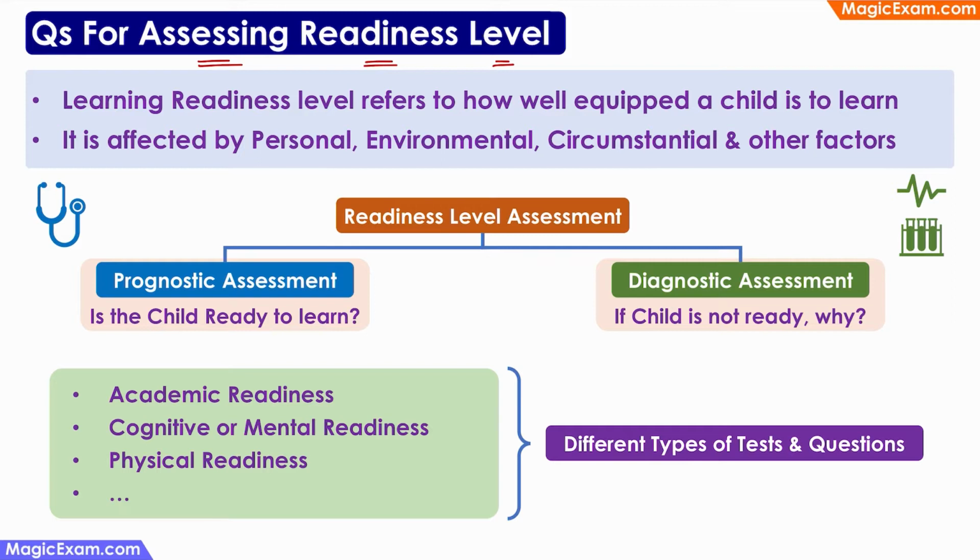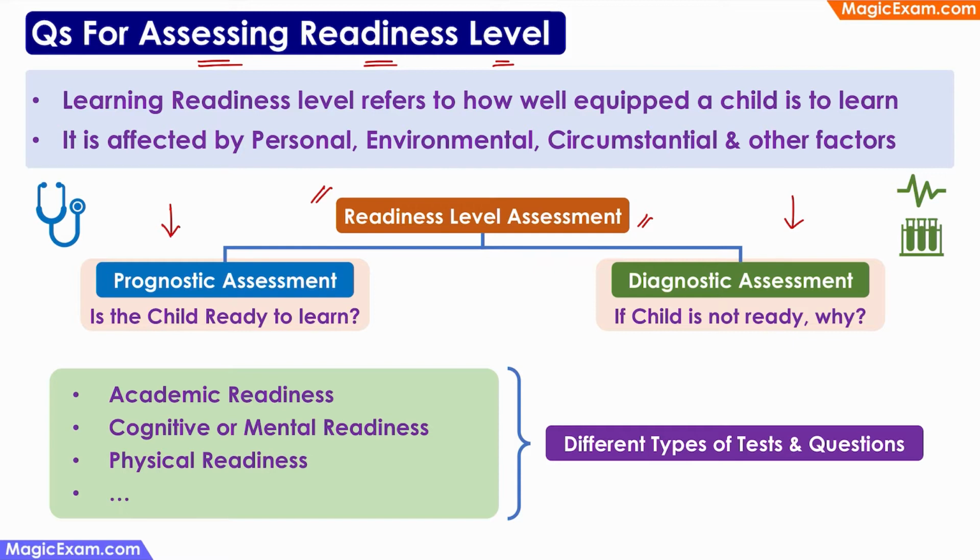Using the same example that we spoke about earlier, if you are trying to teach the child about the formula for calculating the area of a triangle, first you have to assess whether the child is ready to learn, right? Because does the child know the basics of a triangle? So when you are trying to assess the readiness level of the child, first you will do a prognostic assessment and then you will do a diagnostic assessment. So what are these prognostic assessment and what are these diagnostic assessments?